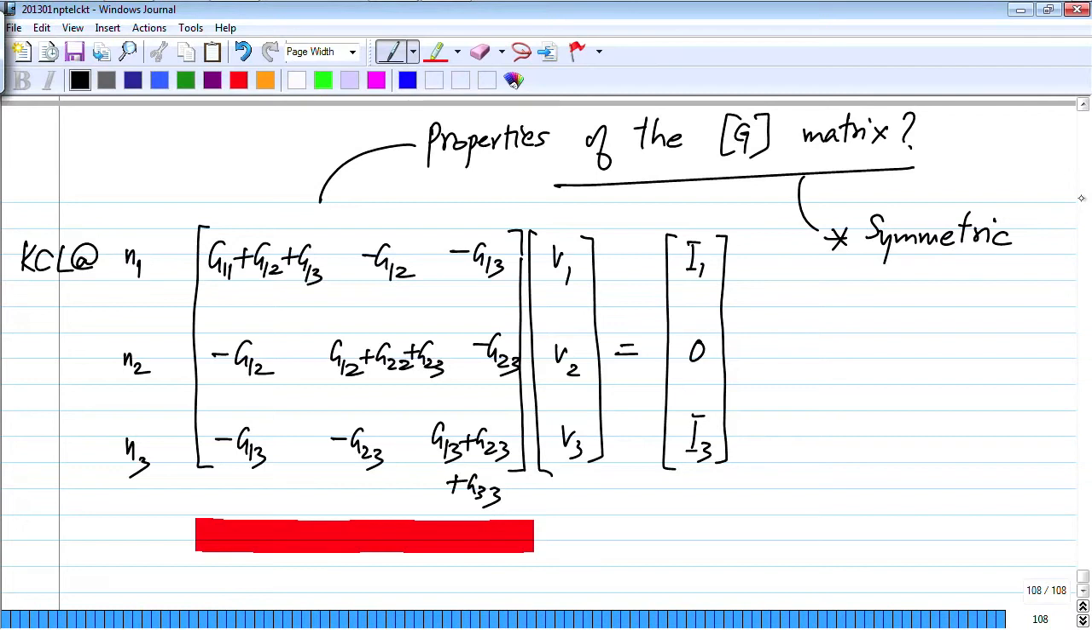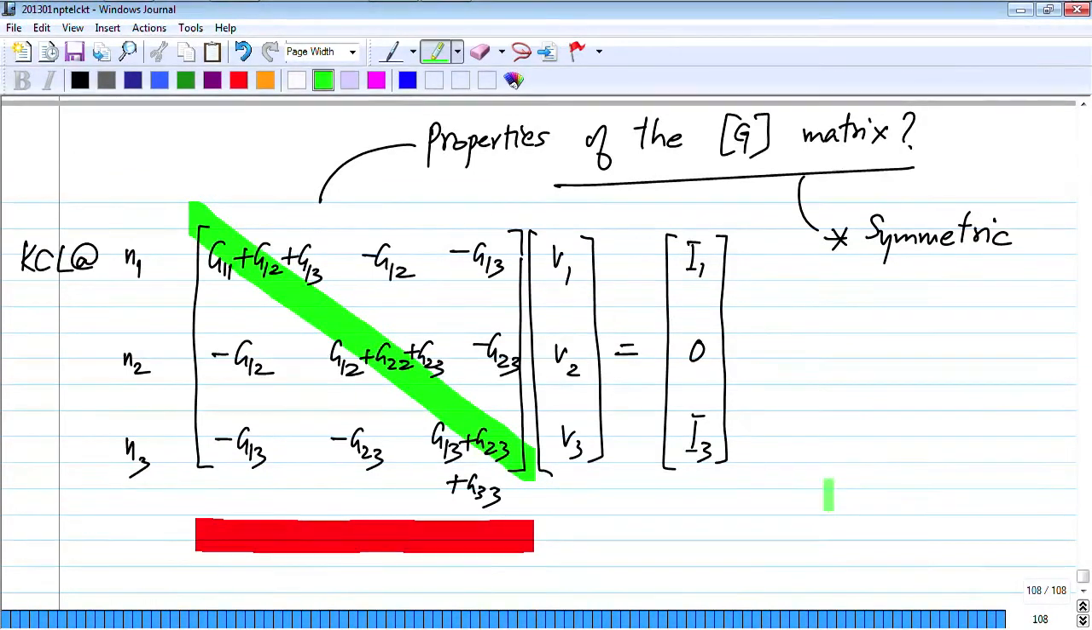Okay. Now let's focus on the diagonal. The diagonal is this, right? What do you observe about the diagonal elements? It is a symmetric matrix. What do you observe about the diagonal elements? For instance, the very first entry of the matrix, right? The element 1 1. What is that?